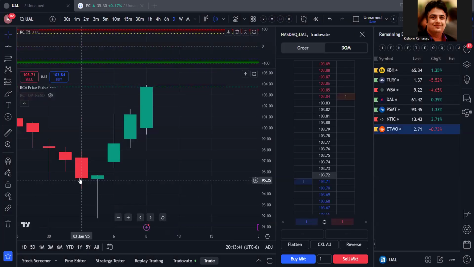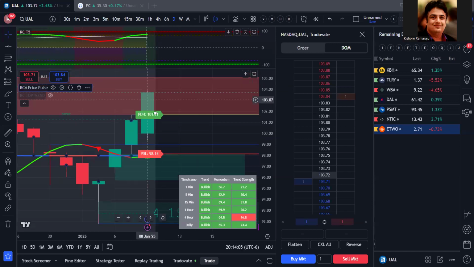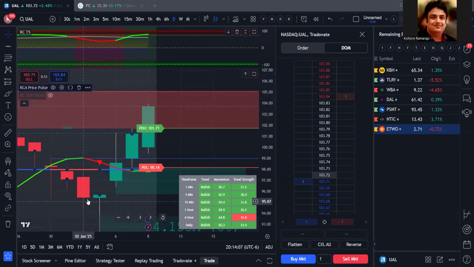When it comes to UAL, always wait for a pullback. It has already moved so much. So wait for a pullback. There will be one day where you get a red candle. If it touches this buy order block, that is the best time to enter, because for 4 days it kept going up from $91, and it went to $104. So never buy here. Wait for a pullback.